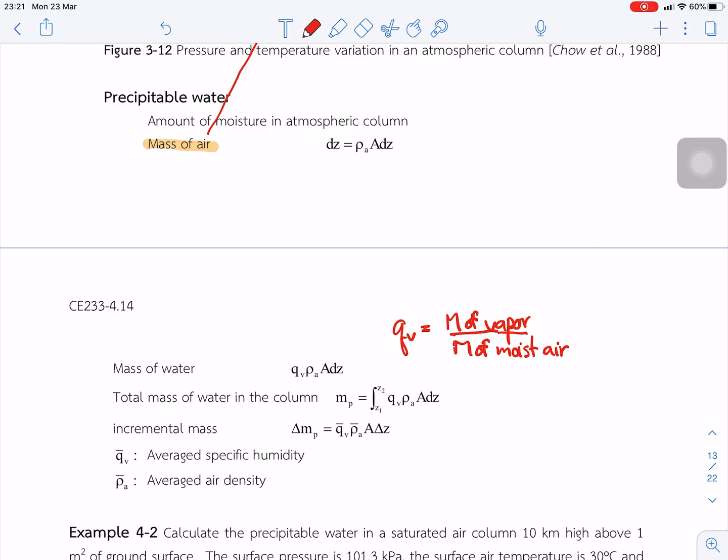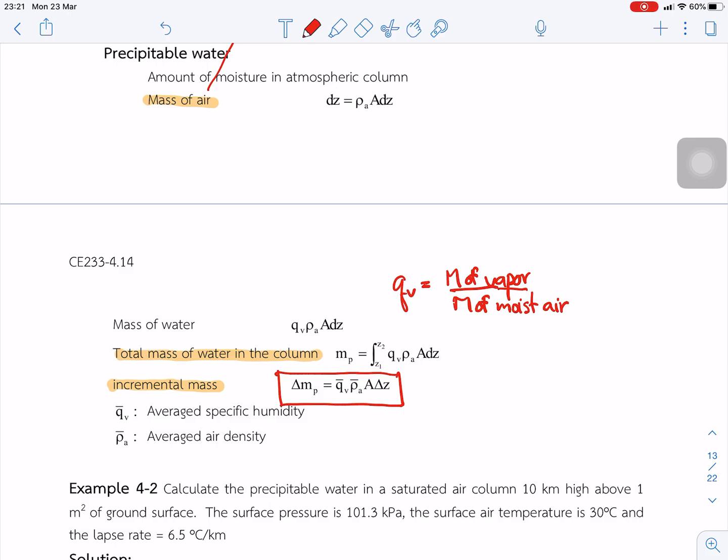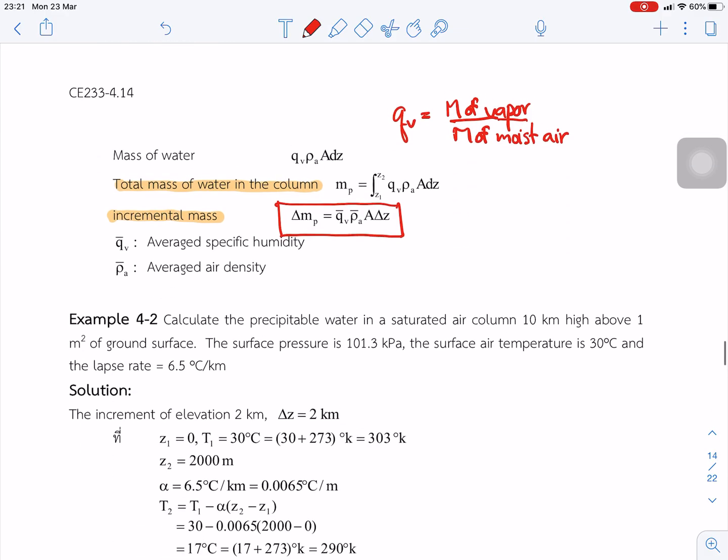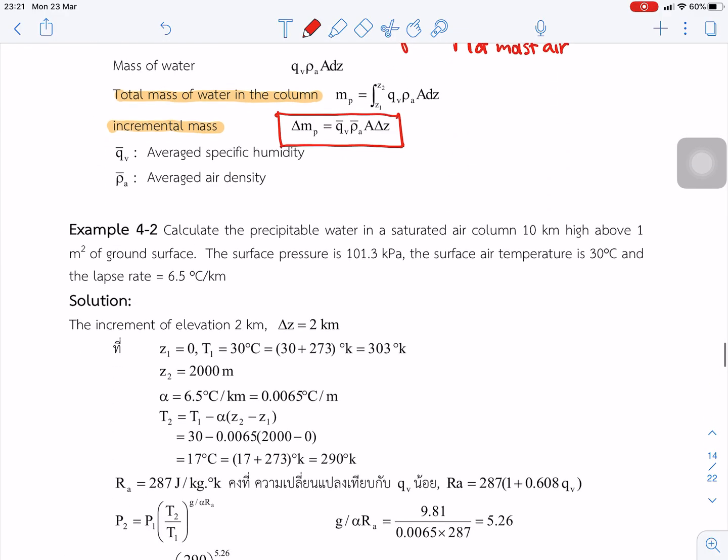And finally we get the total mass of water in the column as an integration, and we can do it in terms of the incremental mass. So if we know the average specific humidity and the average air density times the area and data set, we can estimate the mass of the precipitable water. The next example shows how to apply this equation.